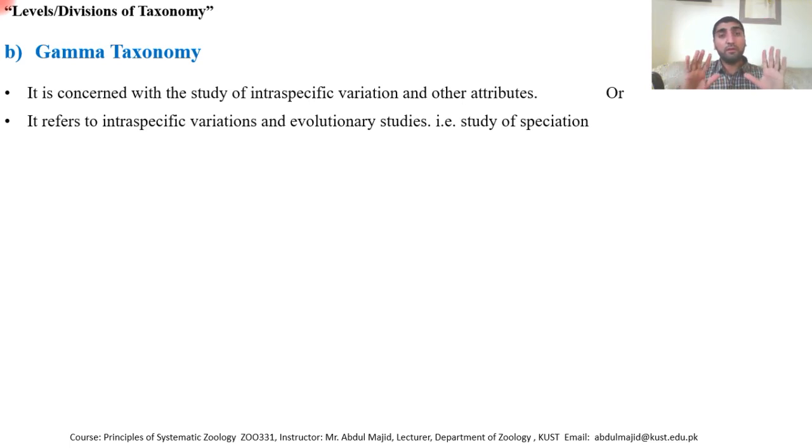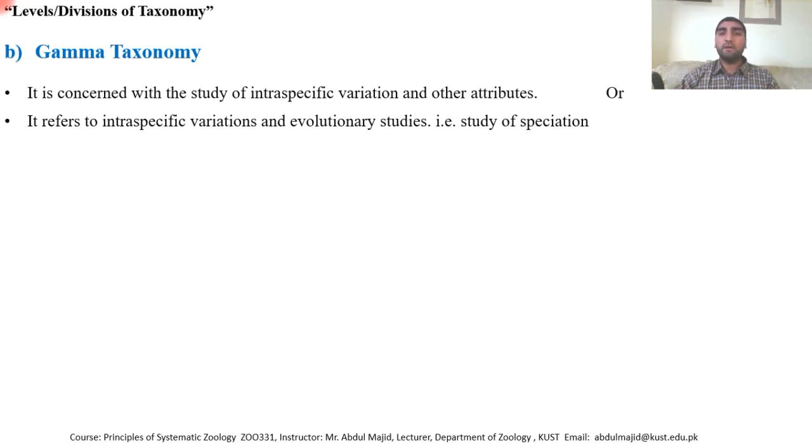Now keep in mind, all the populations belong to the same species. Populations 1, 2, 3, 4, 5 belong to species A, but they are geographically isolated from each other. So with the passage of time, changes will accumulate in them, and when you study those variations inside that species, you differentiate them into different subspecies. So this is actually gamma taxonomy.